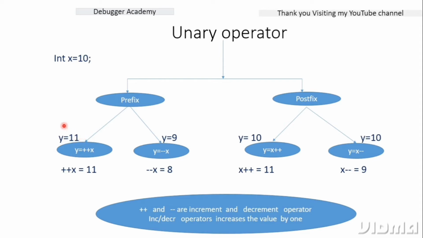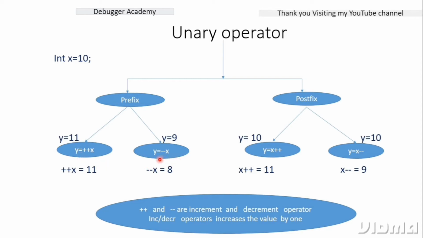Now vice versa, if I just want to print the value of plus plus x, not y, it is the same thing, because the value of plus plus x is getting stored in the variable y. It means the value of plus plus x is also 11. First it increases the value and then it gets stored in the variable y. Understood? Now come to this.